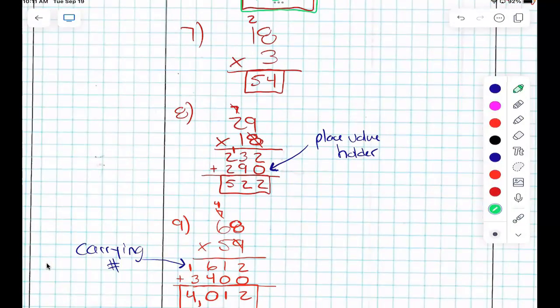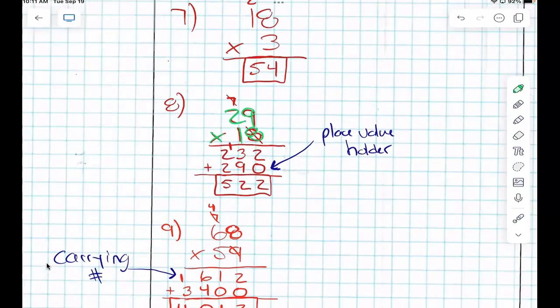Now, number 7 is very similar, but on number 8, we went to a 2-digit problem. So in our 2-digit problem, we had 29 times 18. Can you guys see again where we started? So we have 29 times 18.